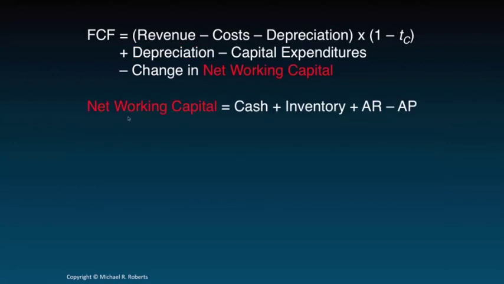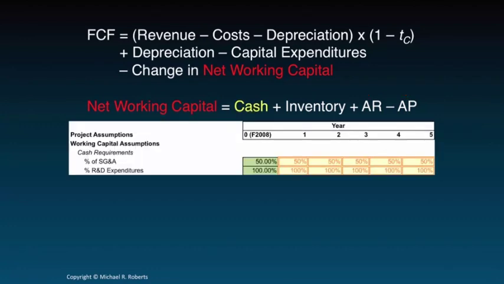Now, on to net working capital. Recall, net working capital is cash plus inventory plus accounts receivable minus accounts payable. Let's go after each component here. I'm going to assume this project is going to require a certain amount of cash, which might seem a little bit odd, but think of it as cash that I need to pay employees and ongoing bills such as utility costs, IT expenses, whatever it may be. And those requirements are going to be defined by 50% of my SG&A and 100% of my anticipated R&D expenditures.